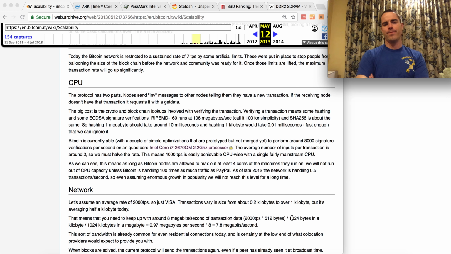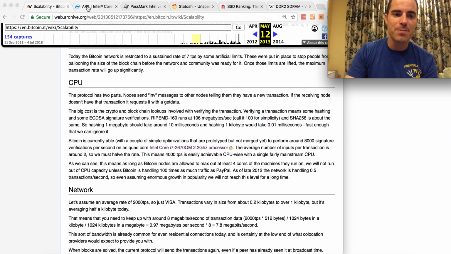So if you're like me, I don't know by heart what the specs are of that. I know i7s are pretty decent, but anyhow, I took the time to look up the details for that specific processor, and back in 2013 when this was written, it can do 8,000 signature verifications per second. Well, the average number of inputs per transaction is around 2, so we must halve the rate. This means 4,000 transactions per second is easily achievable CPU-wise with a single fairly mainstream CPU.